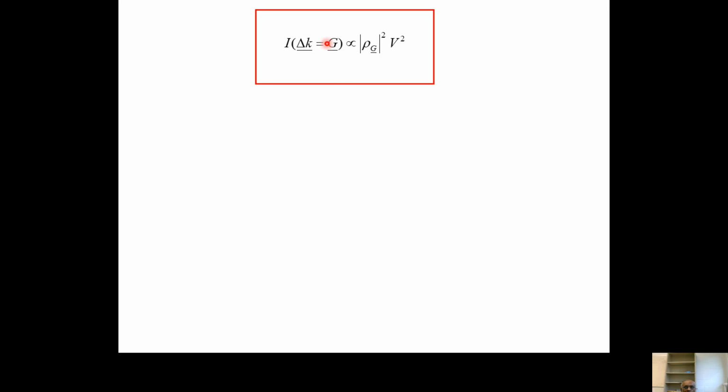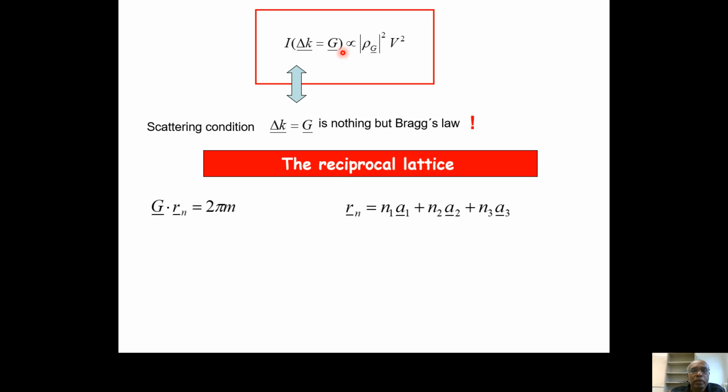This is the important thing: when delta K equals G, you get this condition. Actually, this delta K equals G is nothing but the Bragg condition. Remember 2d sine theta equals n lambda. We can show that very easily. Delta K equals G is nothing but Bragg's law.